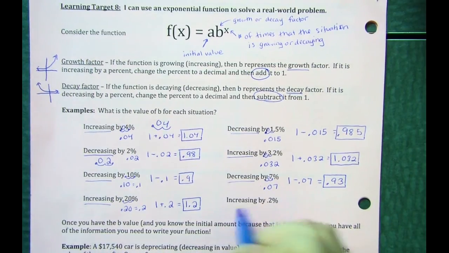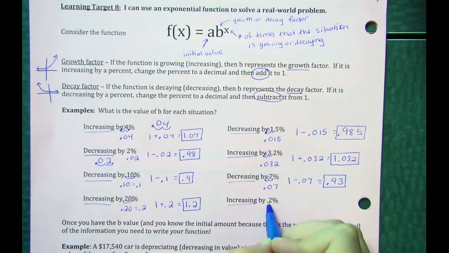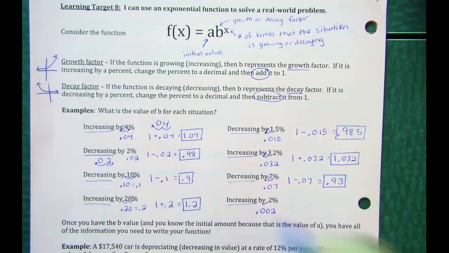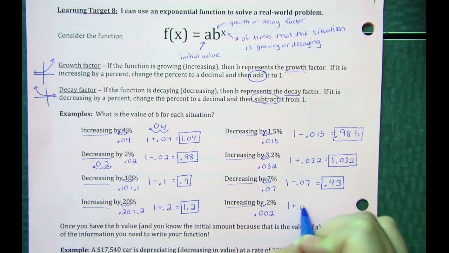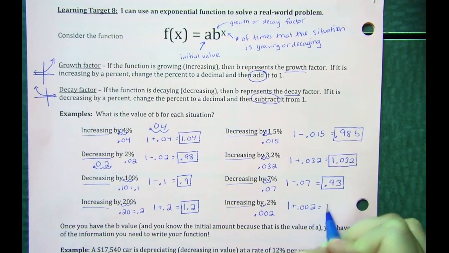And then this last one is increasing by 0.2%. So there's where my decimal currently is. I'm going to move it 2 spots to the left, so I end up with 0.002. And because it's increasing, I'm going to add it to 1, so I get 1 plus 0.002. So my b value will be 1.002.